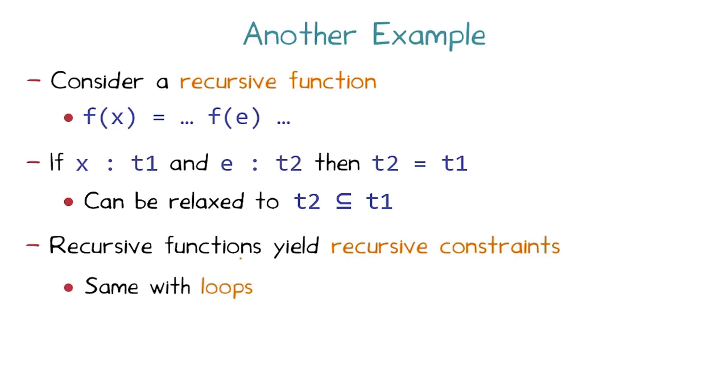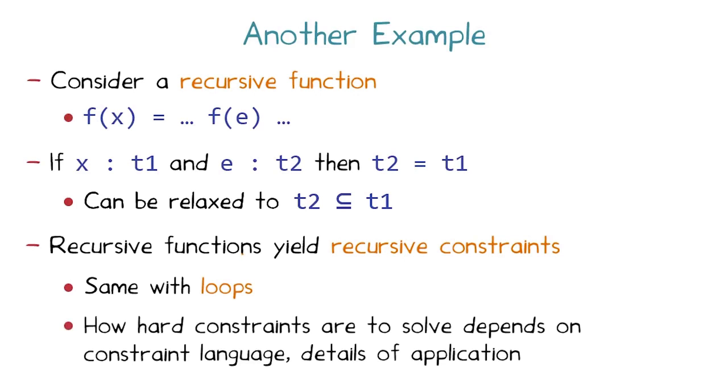We observed this phenomenon in the lesson on data flow analysis, wherein loops in programs necessitate multiple iterations of the chaotic iteration algorithm. That algorithm in reality is solving a system of recursive constraints, namely data flow constraints for computing the insets and outsets of data flow facts at each program point. In general, the difficulty of solving constraints depends on the language of the constraints and the details of the application.